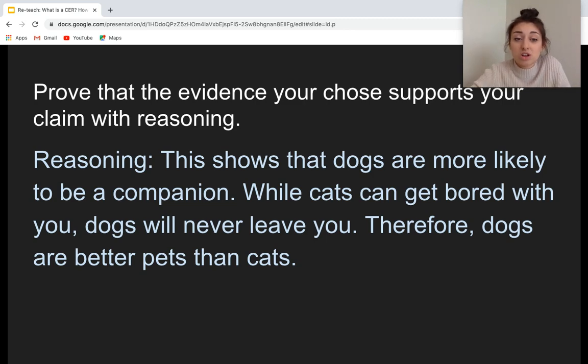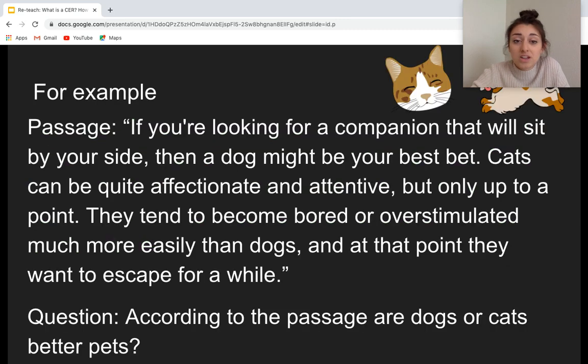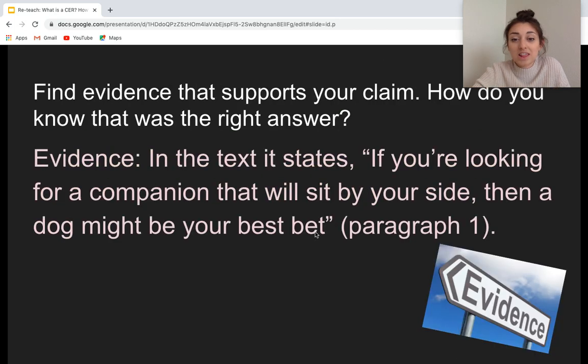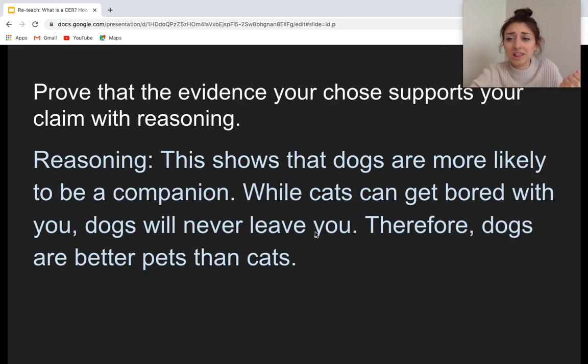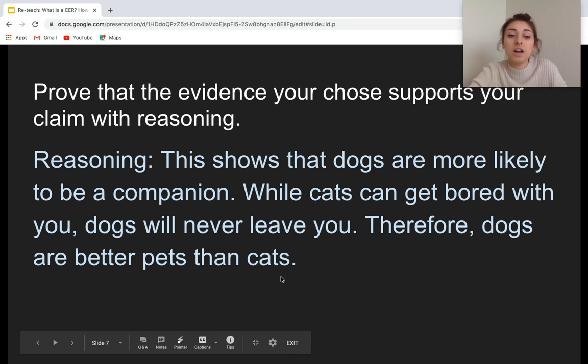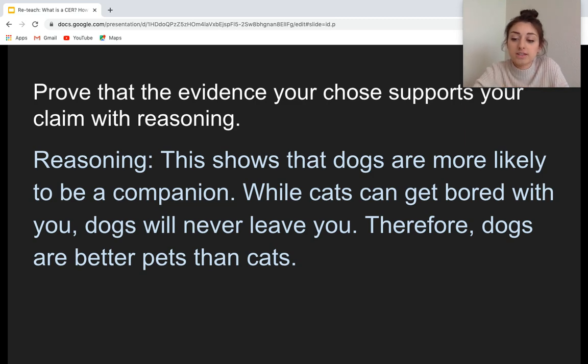When it says this shows dogs are more likely to be a companion, the evidence in the passage says, "If you're looking for a companion that will sit by your side, a dog might be your best bet." So dogs are better companions. And then I talked about how cats will get bored with you. It says that in the text too. Cats can become bored, so I put that in there. And then that last sentence just really proves for that last time that your claim was correct by saying, therefore, dogs are better pets than cats. It just wraps up the whole paragraph, making sure that your reader knows that you're correct.